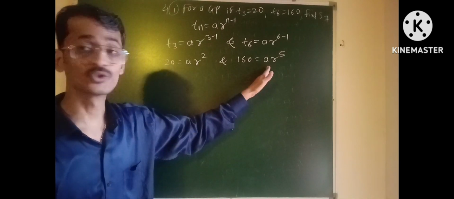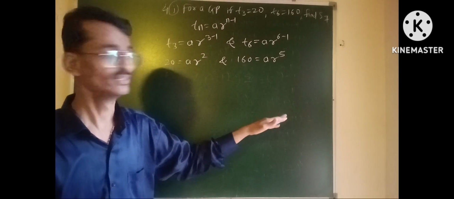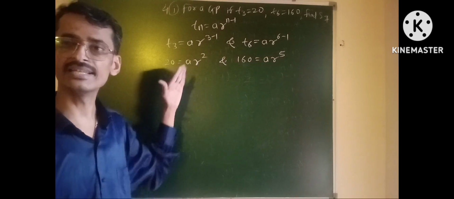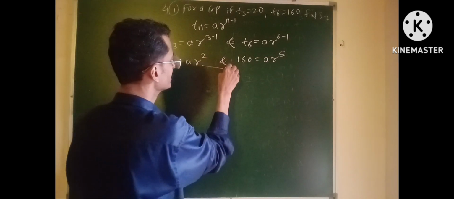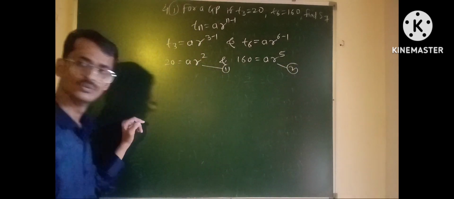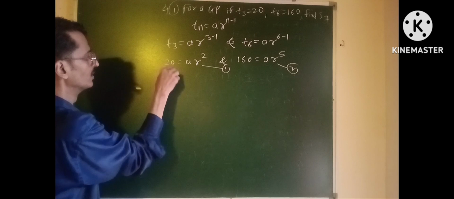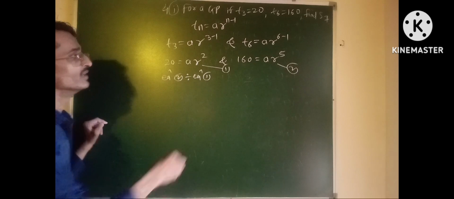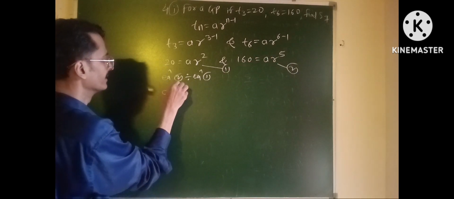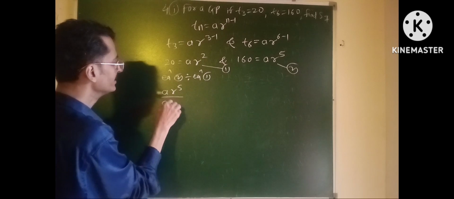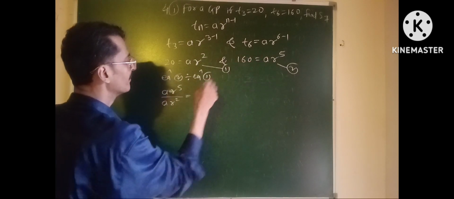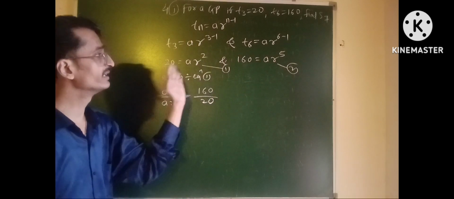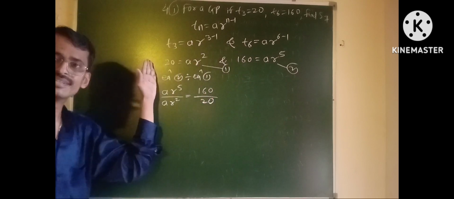So here to solve this, divide one equation by another. Here r raised to 2 and here r raised to 5 is given, so divide this equation by this equation. So we can write this as equation 1 and this as equation 2. So equation 2 divide by equation 1. Okay, so a r raised to 5 divide by a into r square. Now this is what? 160, divide by 20. So equation 2 upon 1, this upon this is equal to this upon this.